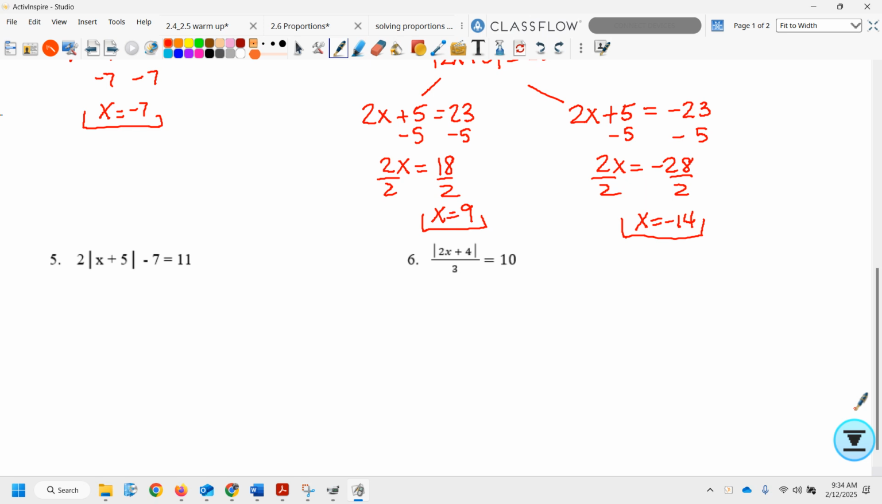In number 5, I have to isolate the bars. I want to do this first, and then I'm going to get rid of this 2 second, okay? But I need to isolate the absolute value bars. So we get rid of the negative 7 first by adding 7 to both sides of my equation. Gone.